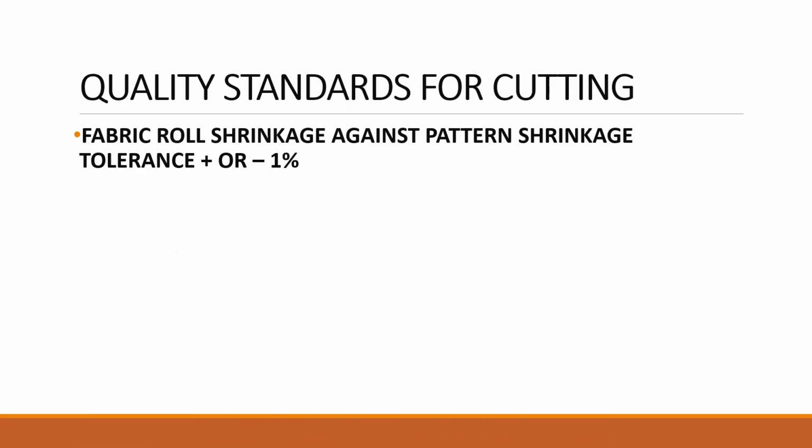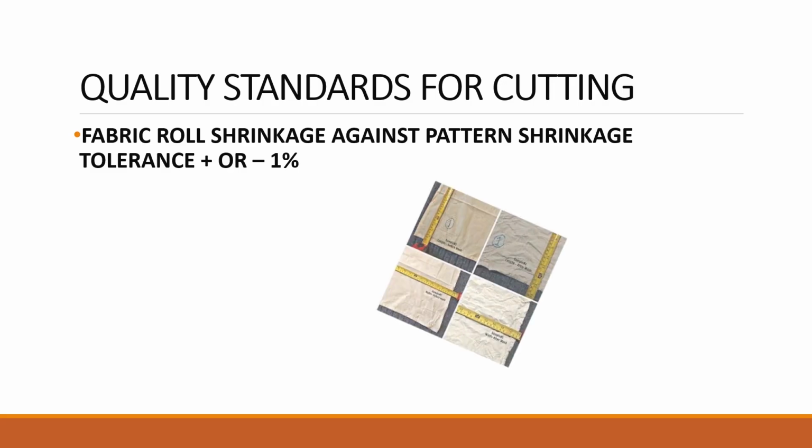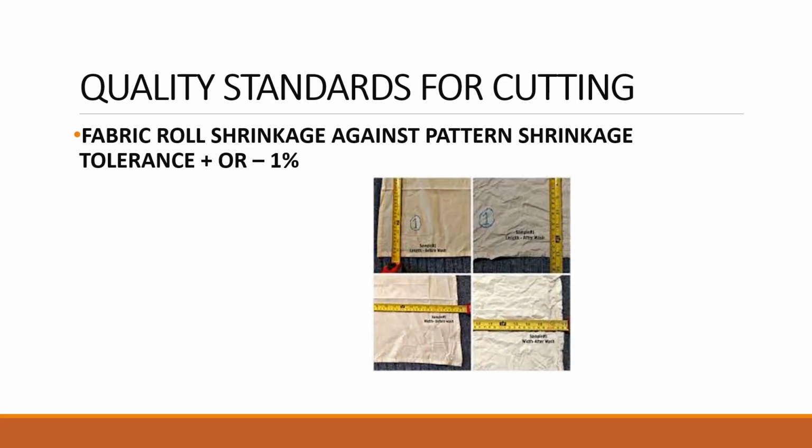Now, when you are talking about the cutting, the roll shrinkage also, as I already described to you, plays an important role. So fabric roll shrinkage against the pattern shrinkage tolerance is plus minus 1%. This shrinkage tolerance is measured and incorporated in the pattern. That is the way it is calculated, how much roll shrinkage we should accept from the pattern.